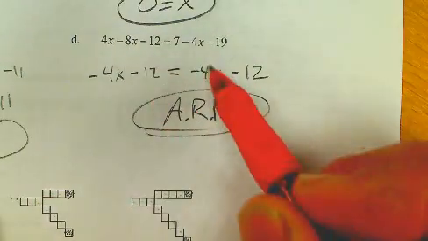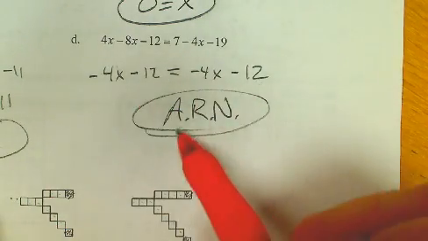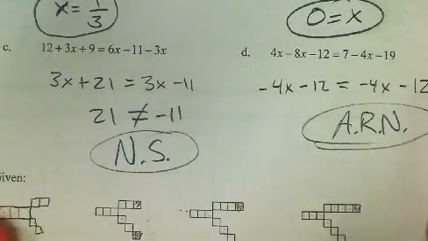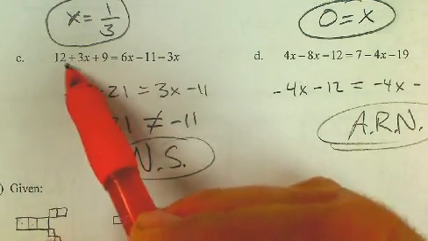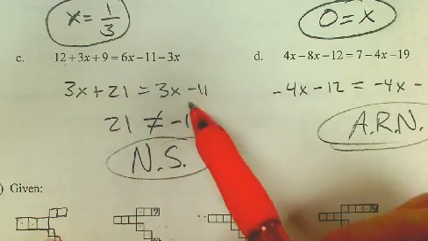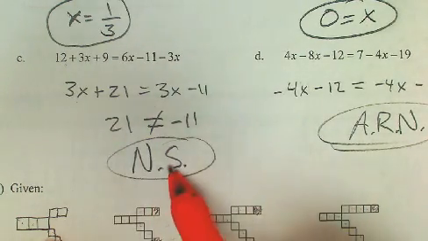Combine like terms. They're the exact same on each side, so that's all real numbers. Any number I plug in would work. Whereas on this one, when I combine like terms and subtract 3x from both sides, I'm left with something that's not true, so it's no solution.